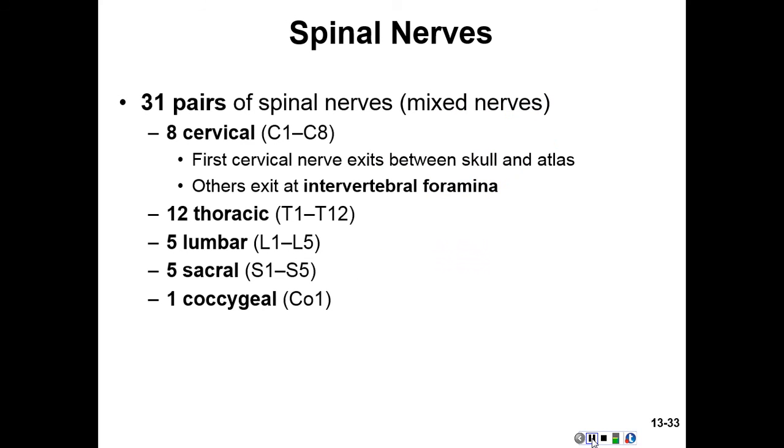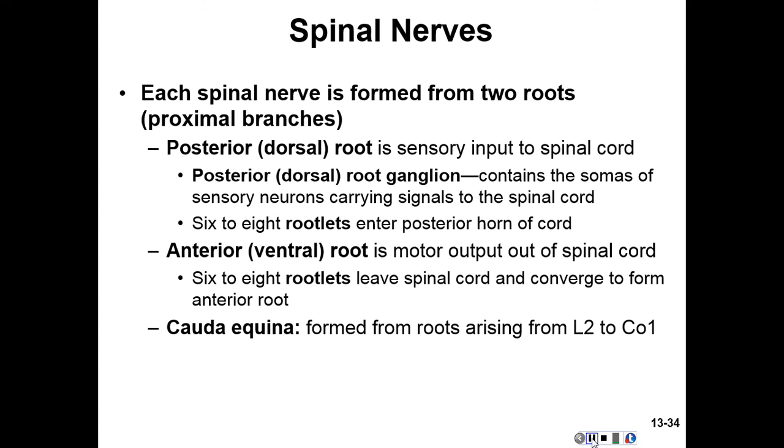Alright, the spinal nerves, you remember you've got 31 pairs of spinal nerves that are mixed. You've got 8 cervical, 12 thoracic, 5 lumbar, 5 sacral, and 1 coccygeal. So again, the plexuses are your cervical, your lumbar, your sacral, and your coccygeal. Thoracic is technically not a plexus, but it is named based on the level of the spinal nerve at which they exit the spinal cord, such as T1, T2, etc.